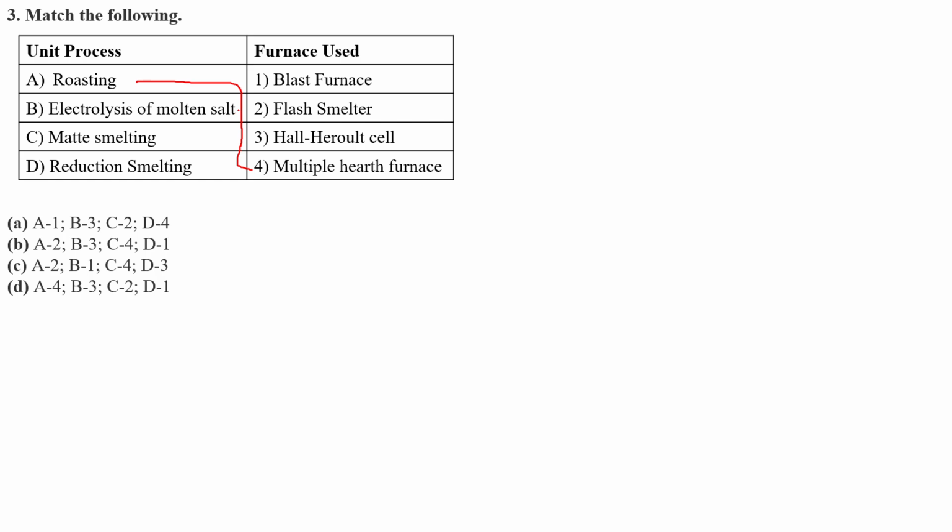Then electrolysis of molten salt: we talked about the production of aluminium and magnesium in the Hall-Heroult cell. Then matte smelting is generally done with the help of the flash smelter, and then reduction smelting is done in the blast furnace. A common example of reduction smelting is lead and zinc oxide reduction to these particular metals, and the most common is iron ore conversion to pig iron with the help of the blast furnace.